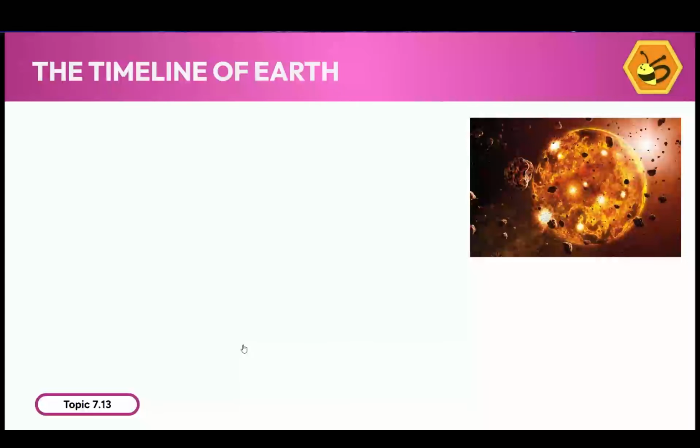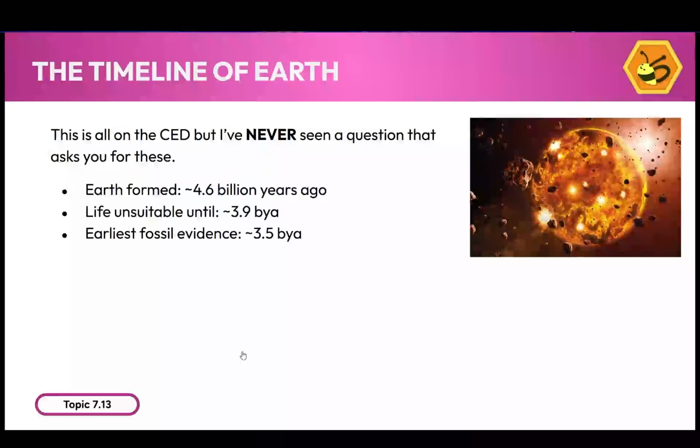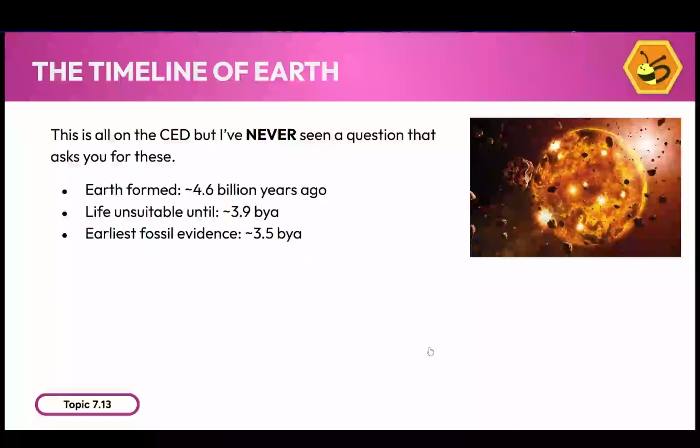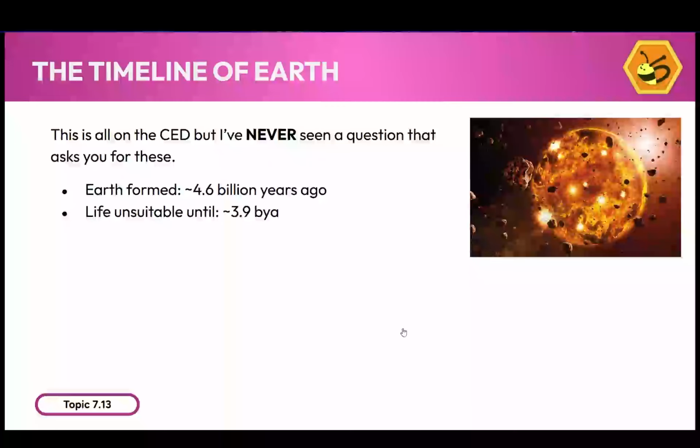All right, so the timeline of Earth. Let's be real, the dates are not that solid. This is all in the CED, but I've personally never seen a question that asks when Earth was formed. So you just keep this in there, but it's not really major. But you also need to know that organic molecules could have been transported to Earth by a meteorite or some other celestial event. So if you see that in an MCQ, don't immediately throw it away, because it could be true.